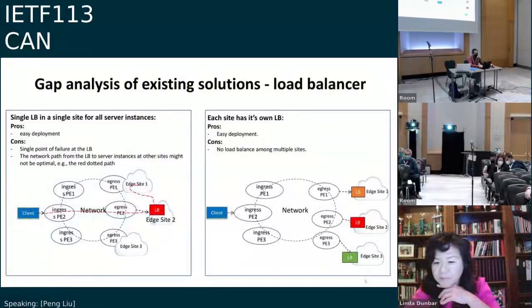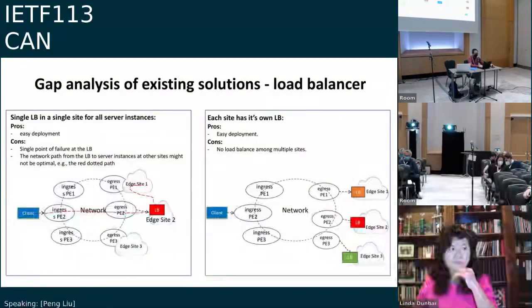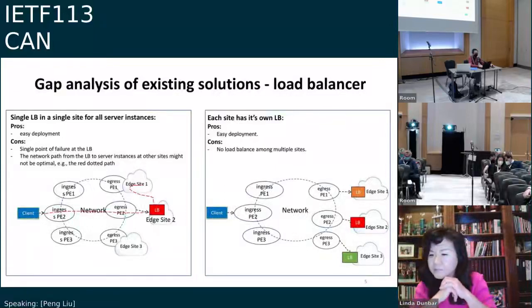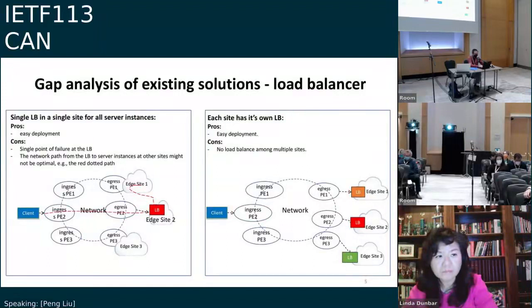Second is the load balancer. We show two common ways of the load balancer. One is a single load balancer in a single site for all server instances. It can be found in edge site 2. There's a load balancer that works among edge 1, 2, and 3. So the advantage is that it is easy to deploy, but the cons include that it has a single point of failure at the load balancer, and the network path from the load balancer to the server instance of other sites might not be optimal. For example, as the red dotted path shows, there's an additional path from edge site 2 to edge site 1.